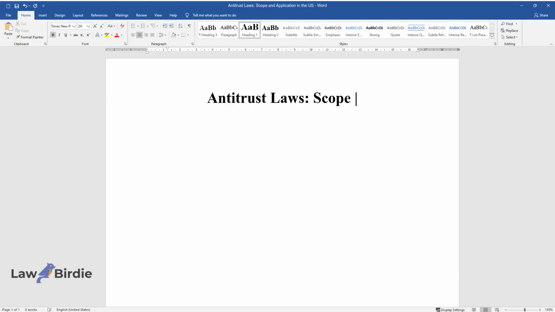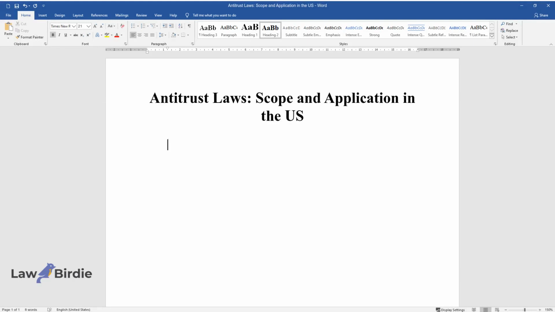Antitrust laws, scope and application in the United States. Introduction. In business, competition is a crucial element that presents benefits for both consumers and companies.